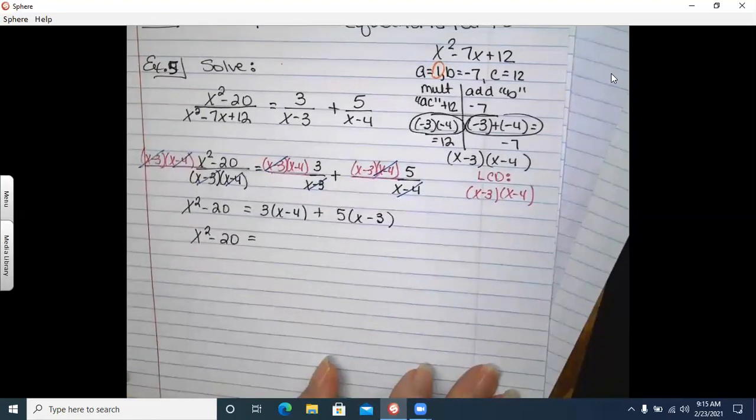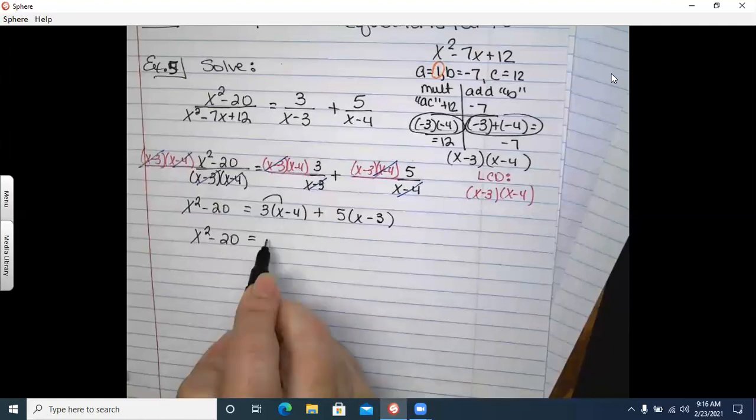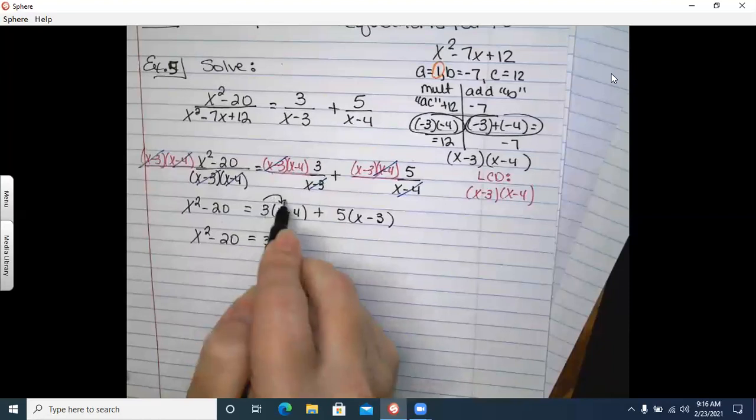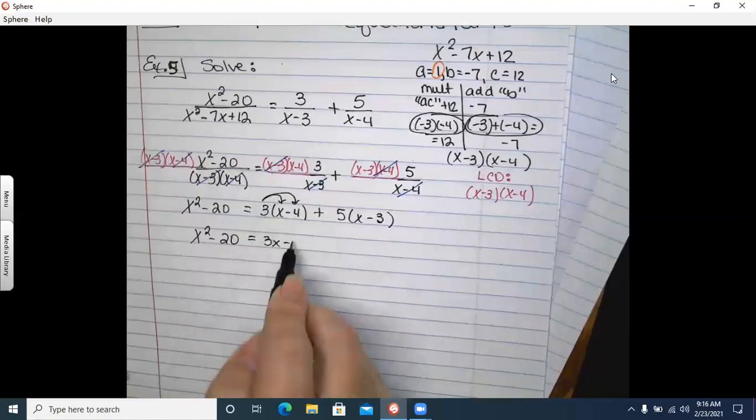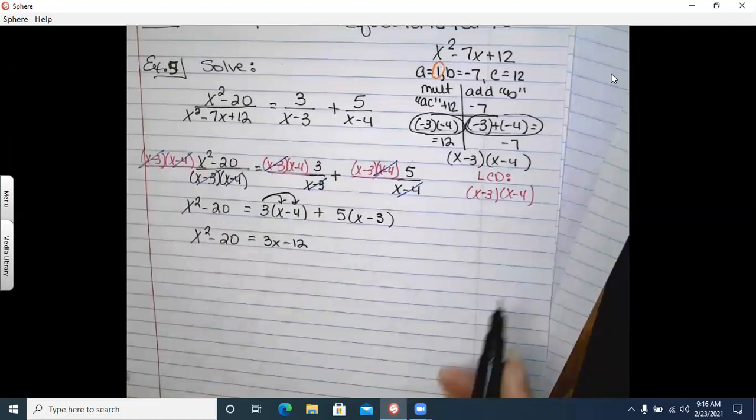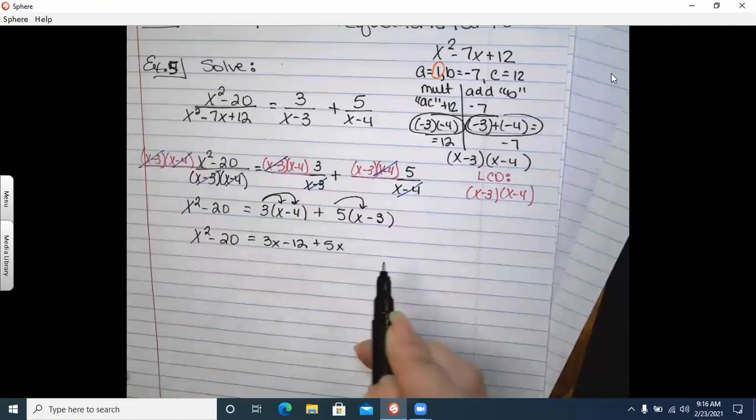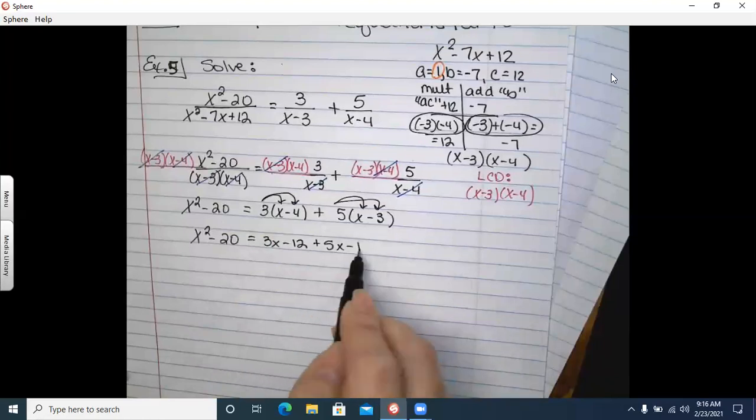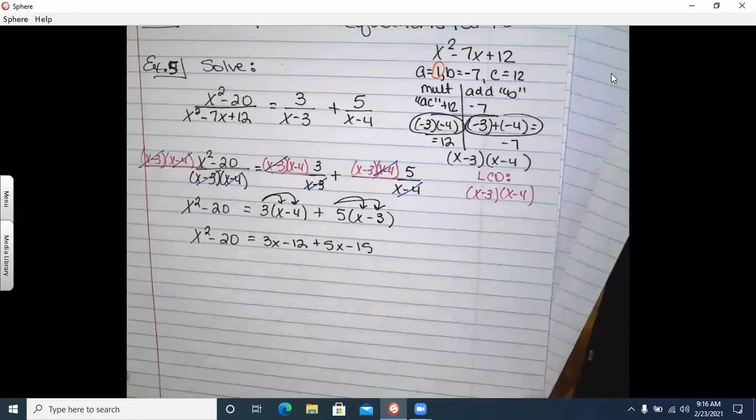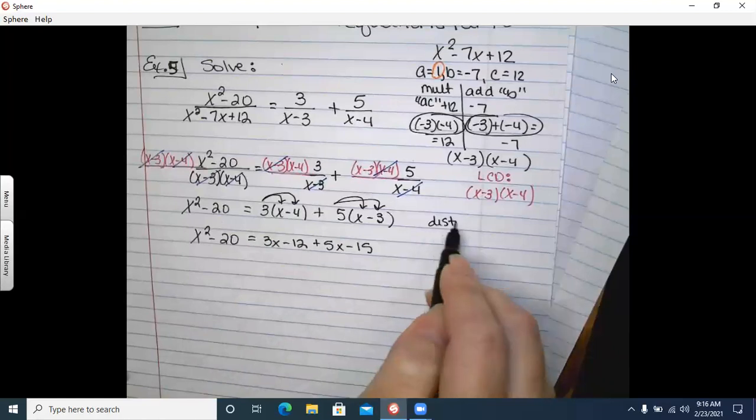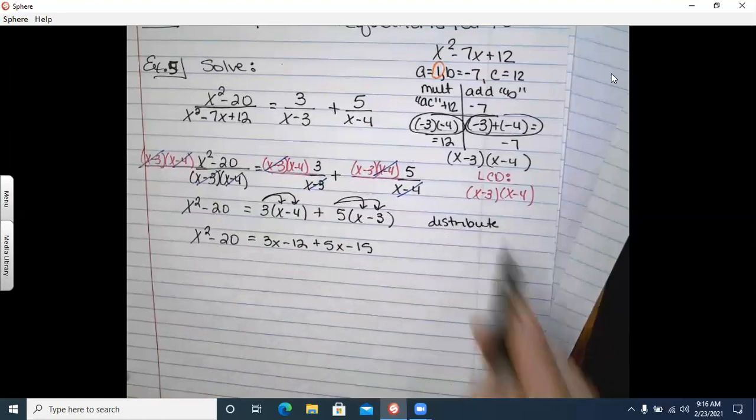And then I can distribute to get rid of the parentheses. So 3 times x is 3x. 3 times negative 4 is negative 12. Positive 5 times x is positive 5x. 5 times negative 3 is negative 15. Any questions about that?